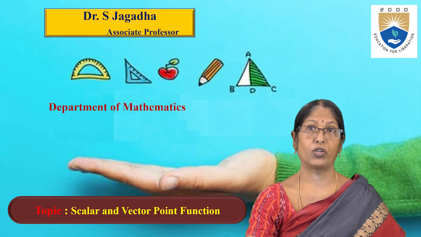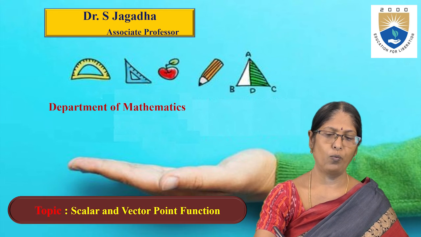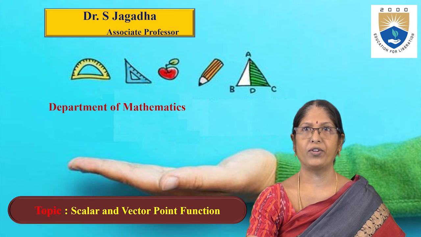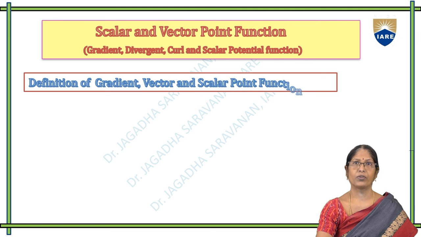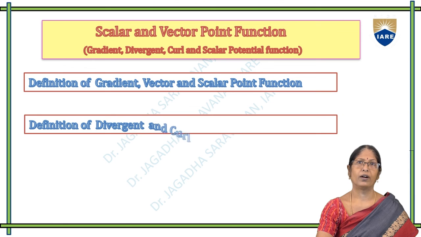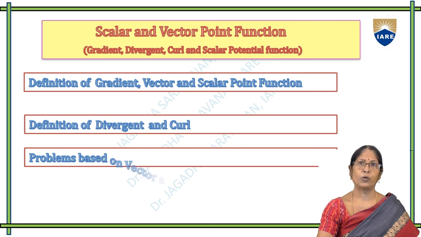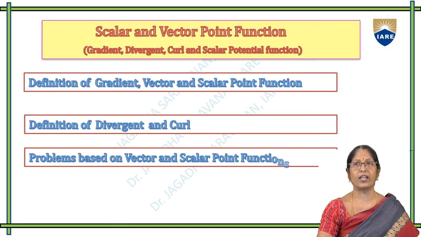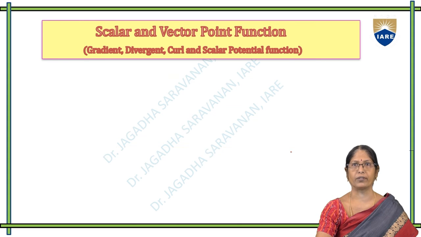Today we are going to discuss the topic scalar and vector point function. In it we will discuss gradient, divergence, curl and scalar potential function. In detail we will discuss the definitions of gradient, vector and scalar point function, the definitions of divergence and curl, and the problems based on vector and scalar point functions. So in detail we will discuss these topics.